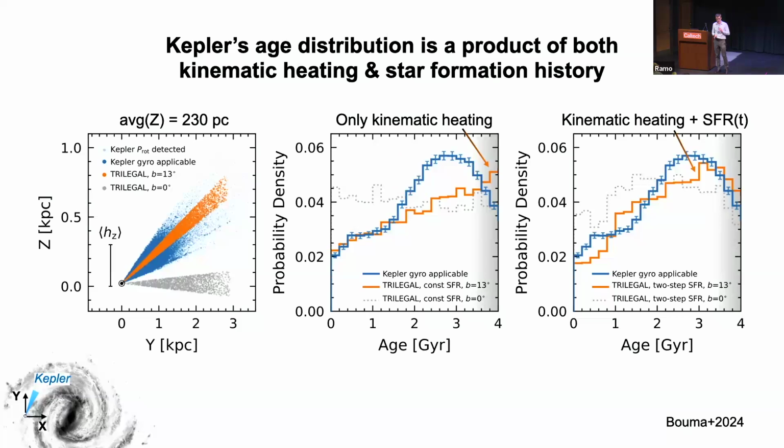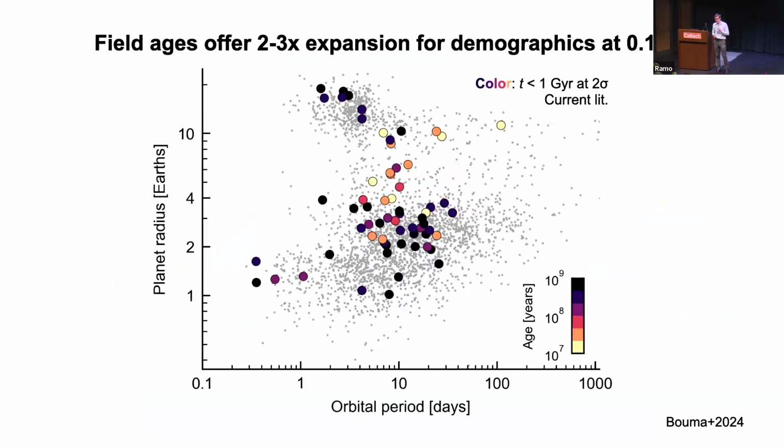Okay, final point. What about the ages of the planet hosts? So if you query the NASA Exoplanet Archive today, and you ask for precise ages of exoplanet hosts below 1 billion years, this is the sample. And most of these detected exoplanets are stars in open clusters, because the ages are precise, they're reliable, makes sense.